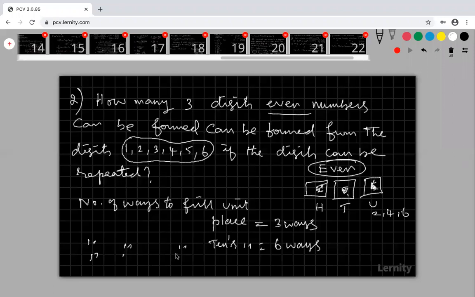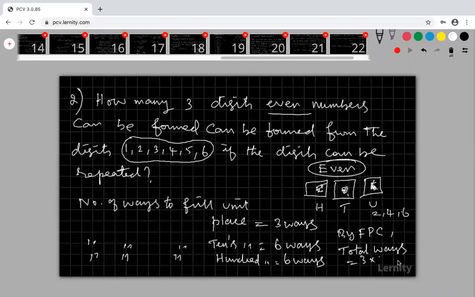So similarly, number of ways to fill my hundreds place. Hundreds place also, all the 6 digits are repeated. Okay, 6 ways. So by the fundamental principle of counting, my total number of ways is 3 into 6 into 6. What is 6 into 6? 36, 36 into 3. What is the answer? 108.